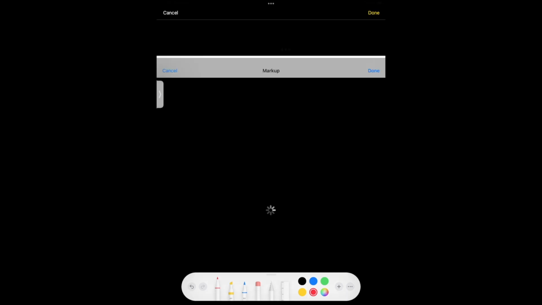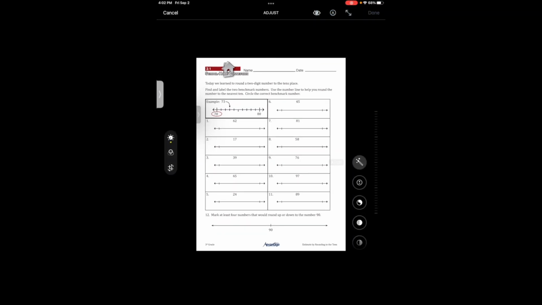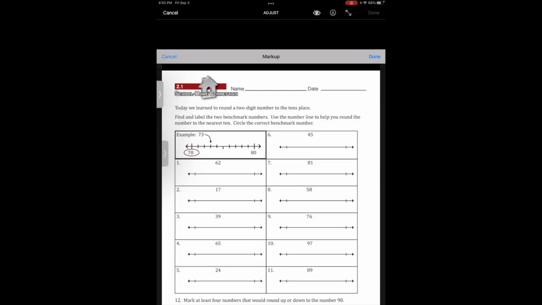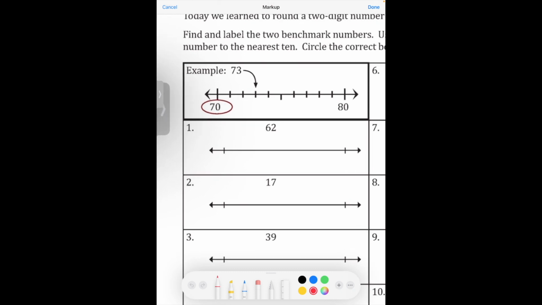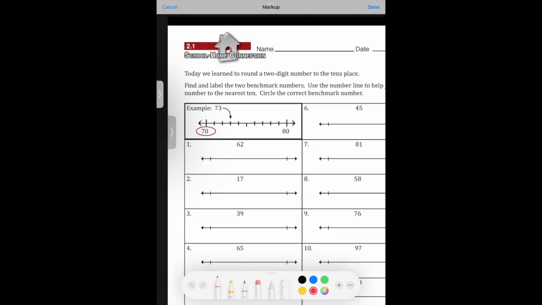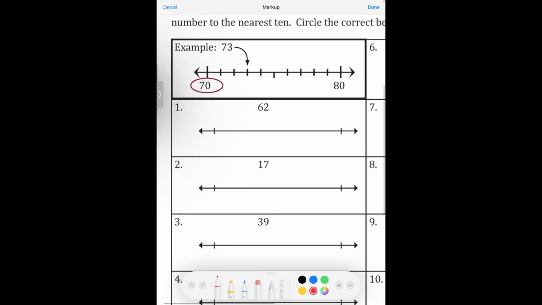All right, let's look at the next page. We'll get Caleb to go to the next page. Thank you, Caleb. Excellent job. All right, example just reminds us what we're doing. All right, the benchmarks. All right, here we go. 62. 60 or 70. Well, 4 or less, give it a rest. Number 2, 10 or 20. 17 is 5 and above, give it a shove.